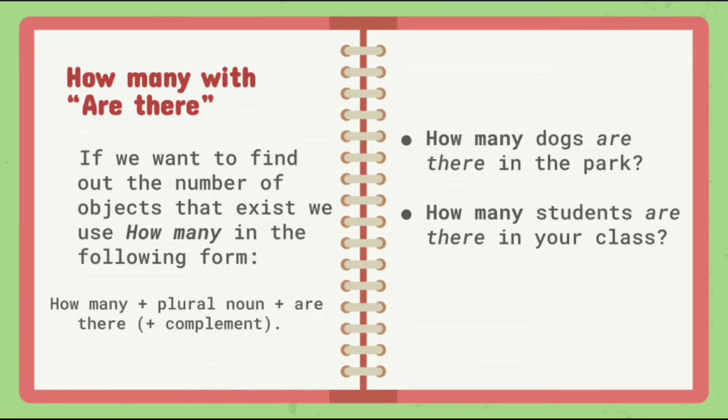Another use with the question forms is with how many. Because if we want to find out the number of objects that exist, we use how many in the following form. We use first how many plus a plural noun plus are there, and finally the complement. For example, how many dogs are there in the park? And also, how many students are there in your class?